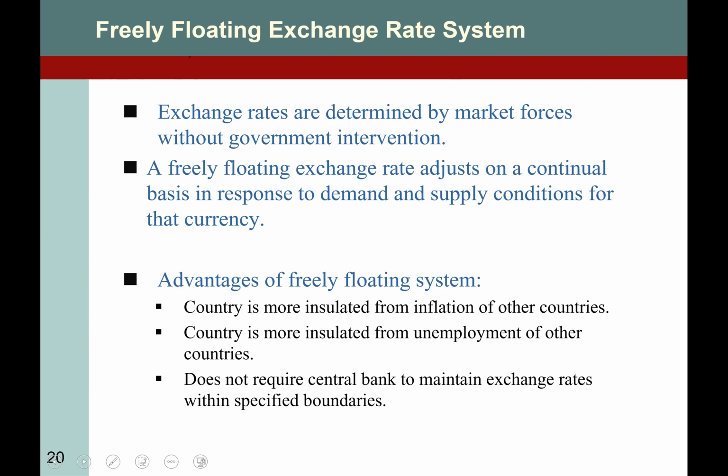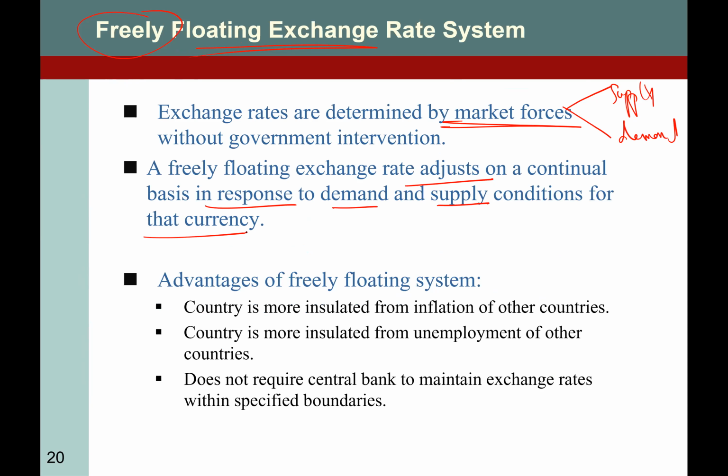Now, the floating exchange rate system, or freely floating exchange rate system. In a freely floating exchange rate system, the exchange rates are determined by market forces. Which kind of market forces? Supply and demand. So it means a freely floating exchange rate adjusts on a continual basis in response to demand and supply conditions for that currency. Looks very nice, right?